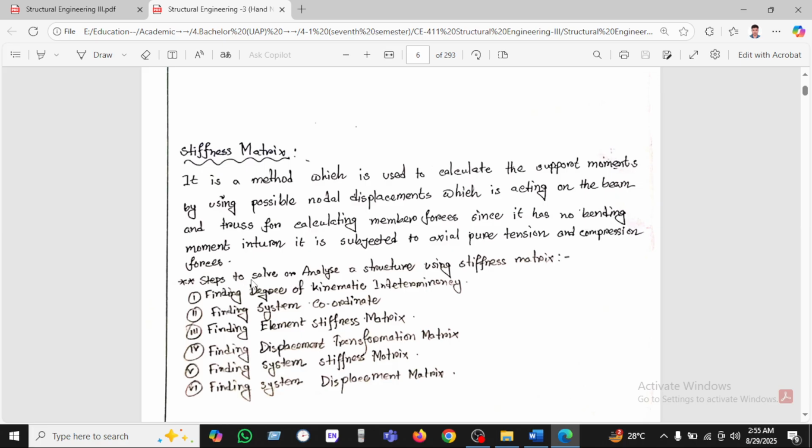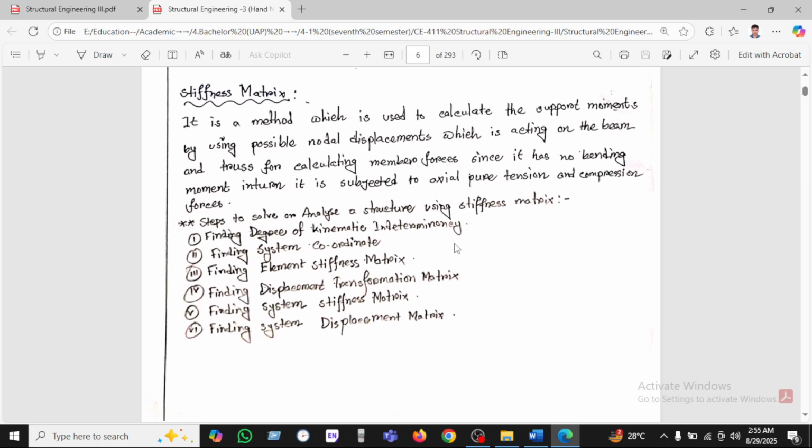The steps to analyze a structure using the stiffness matrix are: finding the degree of kinematic indeterminacy, finding the system of coordinates, finding the element stiffness matrix, finding the displacement transformation matrix, finding the system stiffness matrix, and finding the system displacement matrix.